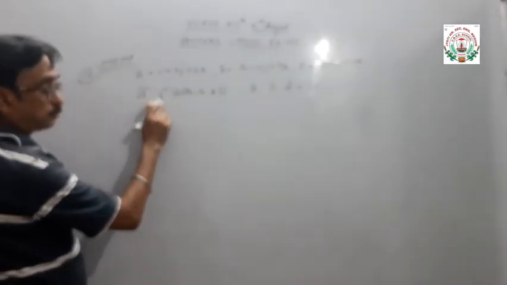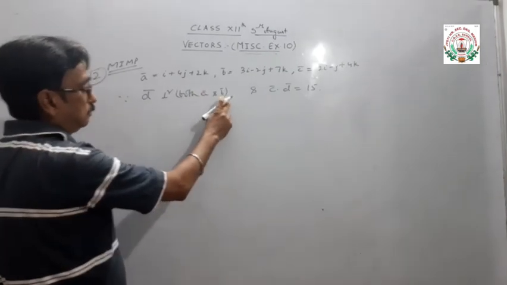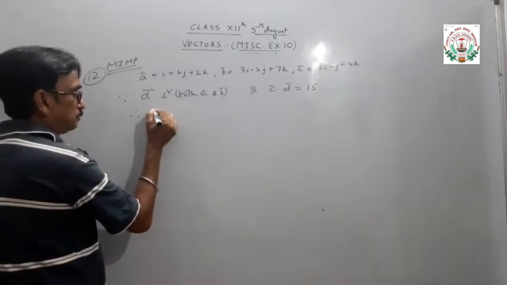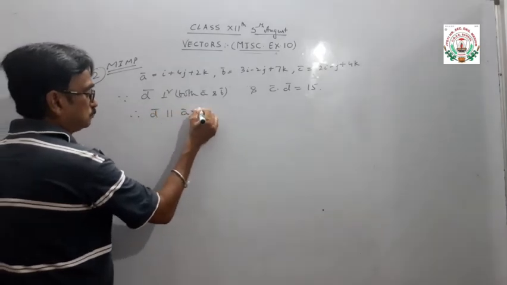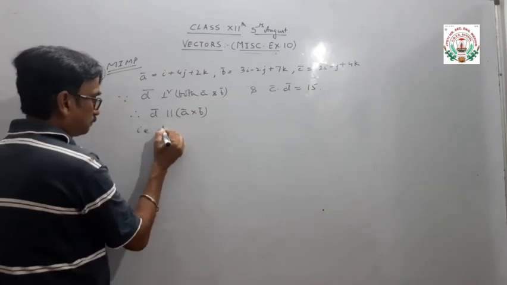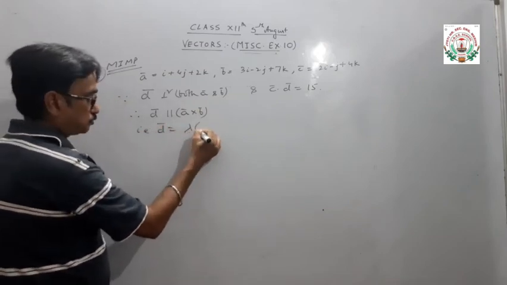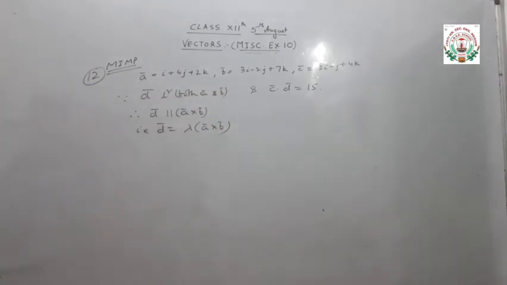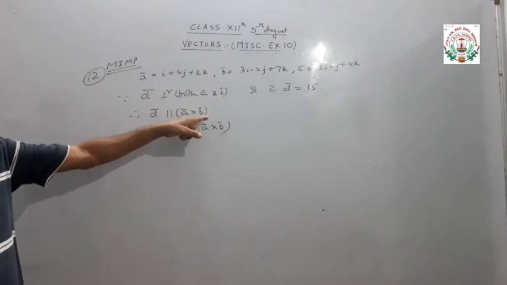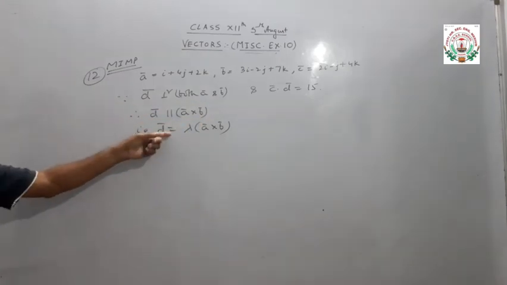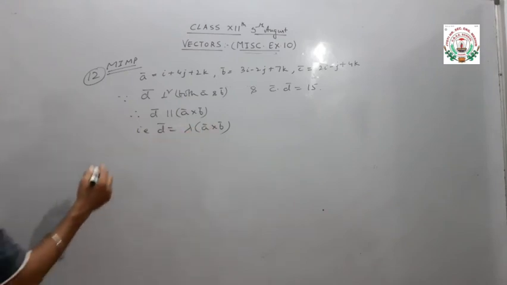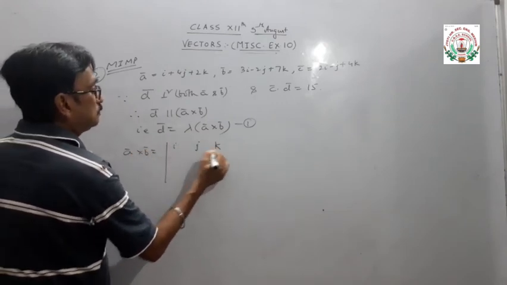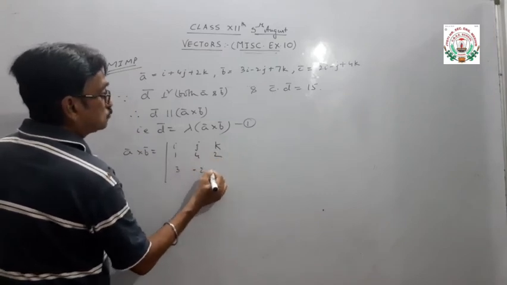Since D vector is perpendicular to both A vector and B vector, therefore vector D will be parallel to A cross B. That is, D vector will be equal to some constant multiple of A cross B. If D vector is perpendicular to both A and B vectors, then D vector will be parallel to A cross B, and in the parallel condition D vector is some constant times A cross B. Now I am going to calculate A cross B: i, j, k; 1, 4, 2; 3, minus 2, 7.